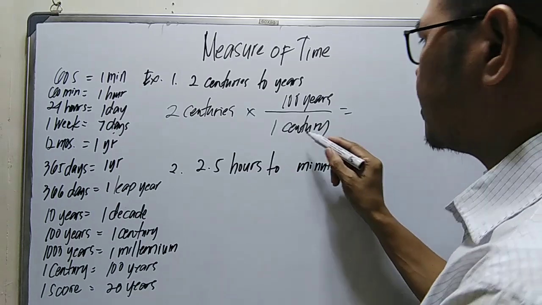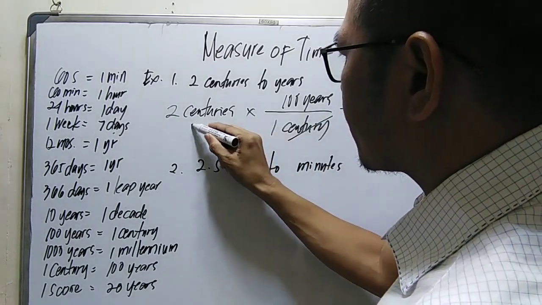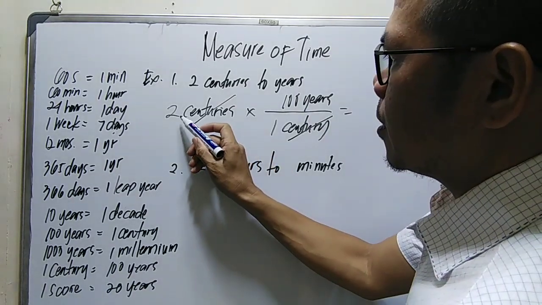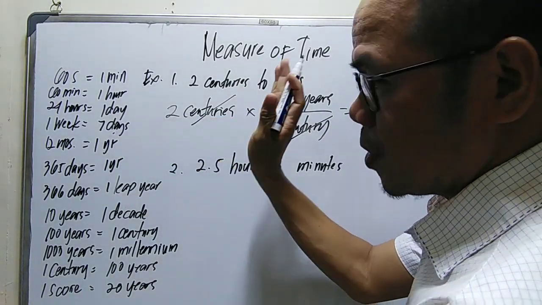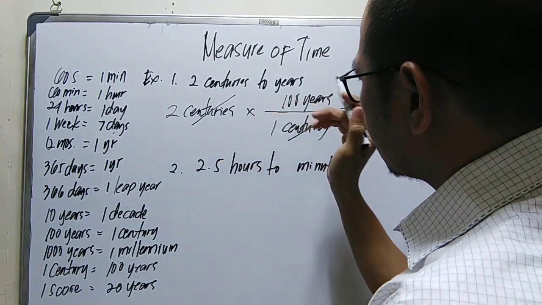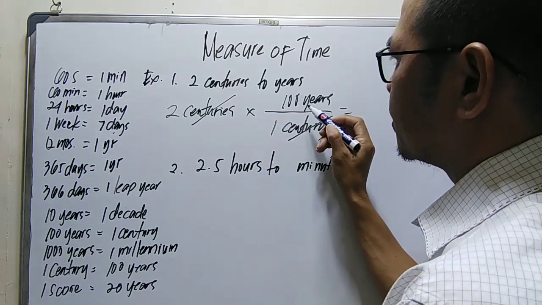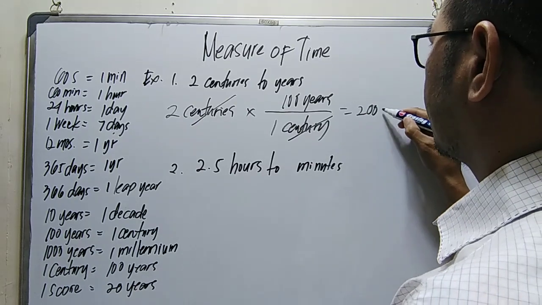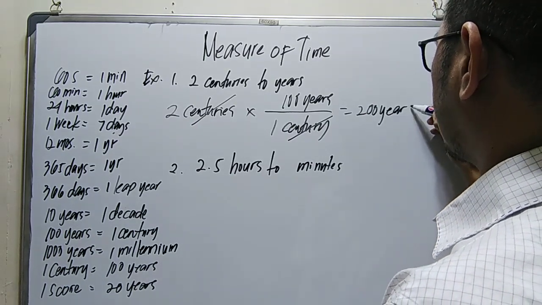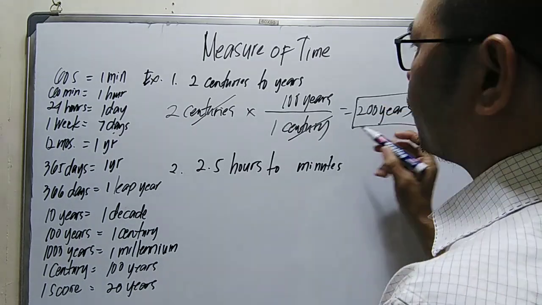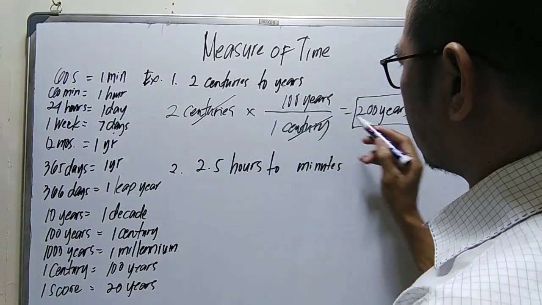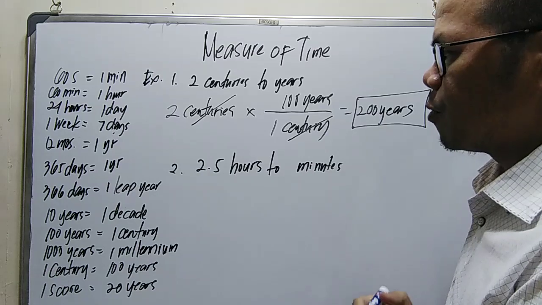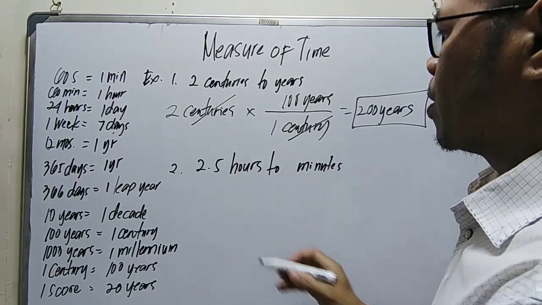Okay, so i-cancel na natin yung century at saka yung centuries. Okay, so ang naiwan dito, si 2 na lang, wala ng century. I-multiply natin kay 100 years. So 2 times 100, that is equal to 200 years. Okay, so therefore, 2 centuries is equal to 200 years. Okay? So let's proceed to number 2.